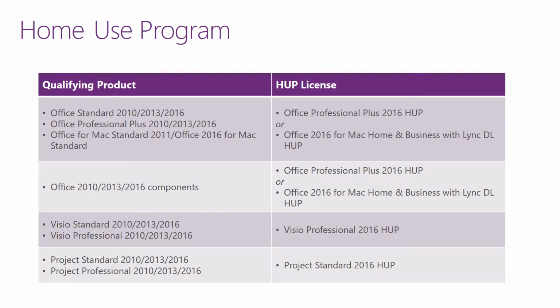Here's a list of the qualifying products and the home use program licenses that a user could purchase. You can find this list in the product terms. You can see here that if an organisation has bought Office Standard licenses with software assurance, then the users can buy the Office Professional Plus 2016 home use program licenses for installation of the applications on their home devices.